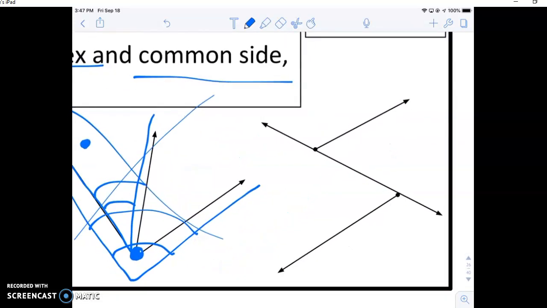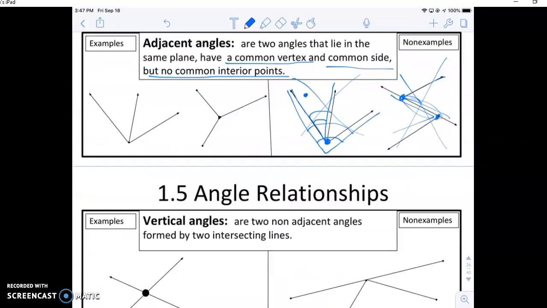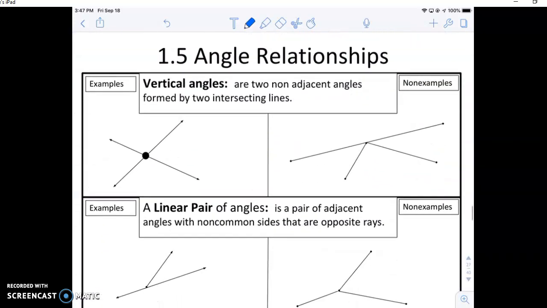So that's an example of not adjacent angles. And then this one, if we looked at this angle here and this angle here, they share a common side, but not the same vertex. So that would be an example of not an adjacent angle. All right, moving on. Vertical angles is when two non-adjacent angles are formed by two intersecting lines.